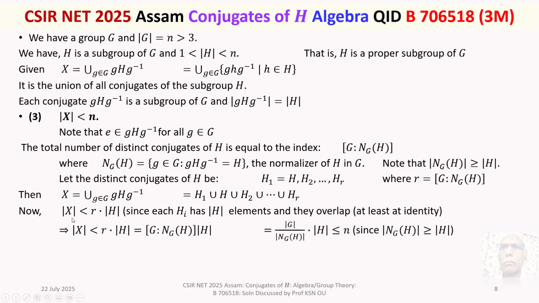Right. Now, order of X is less than R times order of H, and R is the index of the normalizer of H in G, that is [G : N_G(H)] multiplied by order of H. Since order of G is finite, this index is order of G divided by the order of the normalizer of H in G, multiplied by order of H. But the order of the normalizer of H in G is greater than or equal to order of H. Therefore, order of G divided by the order of the normalizer is less than or equal to order of G divided by order of H.